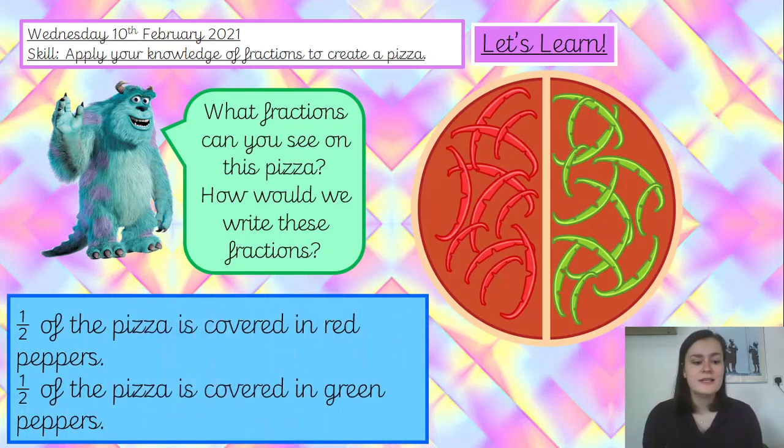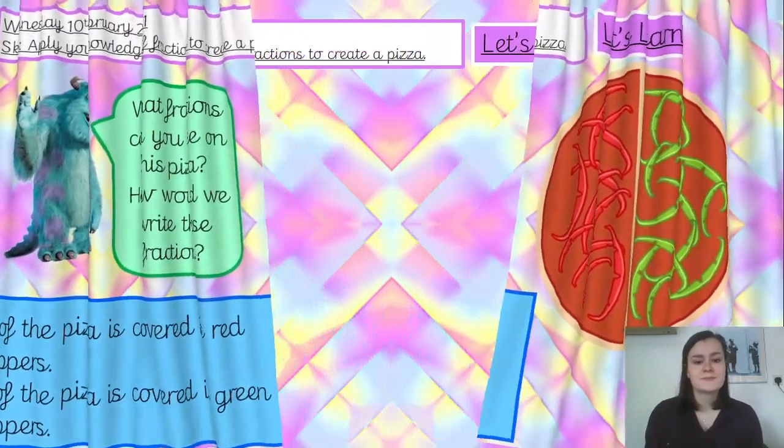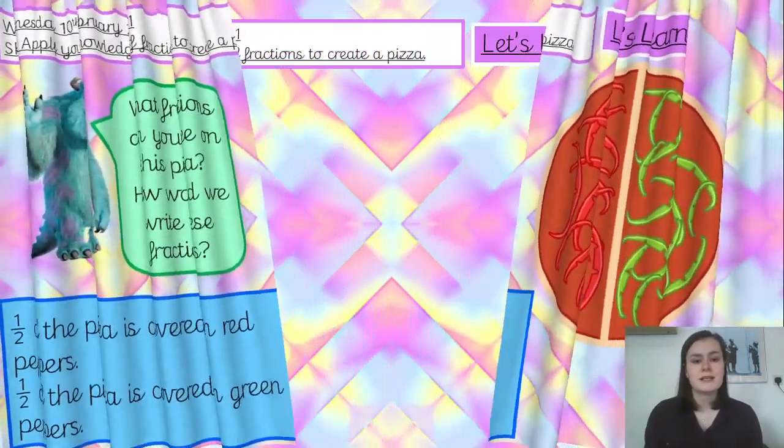Okay, hopefully you said half of the pizza is covered in red peppers and half of the pizza is covered in green peppers. And of course we write half as 1/2. Well done if you said that. Let's have a look at the next one then.